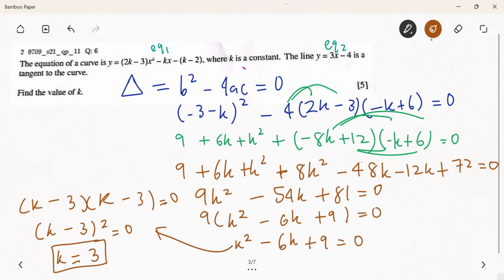Look carefully. The question said find the value of k, which means k can only be one value. It's not values, it's value of k. So let's go back to what we started with. We set the two equations of the graph equal to each other, set it up in standard quadratic form equal to 0. Then we use the discriminant from that standard quadratic form, b squared minus 4ac equal to 0. That's the case for a tangent. Then we solve that for k, and then we are done.